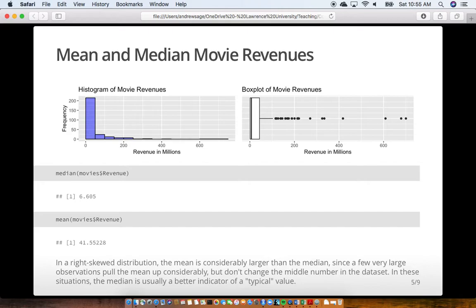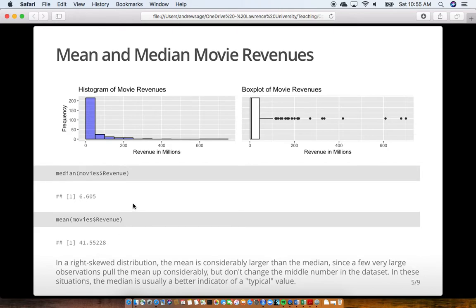Using R, we'll calculate the mean and median revenue. The median is about 6.6 million, meaning that half the films made less than $6.6 million while the other half made more. When we calculate the mean film revenue, it comes out to be about 41.5 million. The mean is much more than the median.